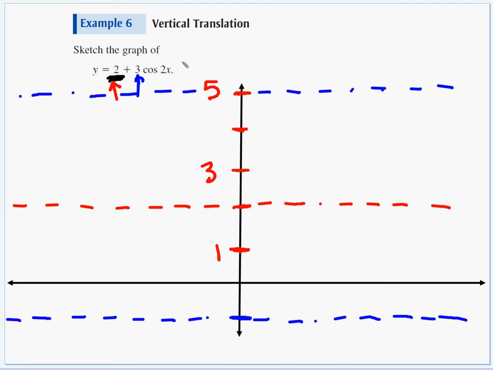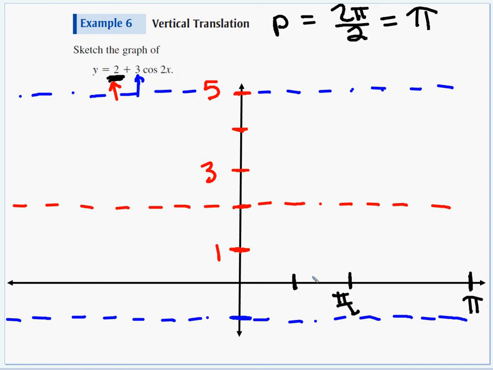Okay, what's next? The period. Period is 2 pi divided by the number in front of x, which is a 2. So those 2's divide out, and we get pi. Now I'm going to do one cycle to the right, so I'm going to go out here to 1 pi. So this will be a 1/2 pi.